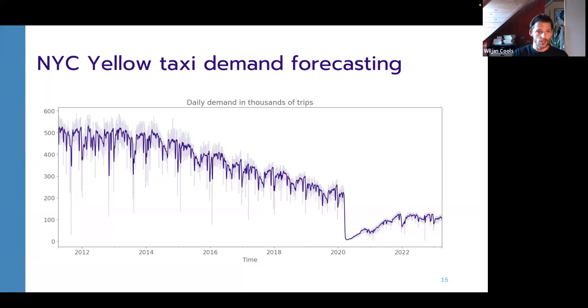But we basically pulled in the New York City yellow taxi data set, which is data from more than 12 years with regards to demand of taxis, yellow taxis in New York. And you can see here how this time series is instantiated over time. Here we can see COVID, and we can see that the demand of the yellow taxi is going down over time. But then after COVID, it slightly resurfaces again.